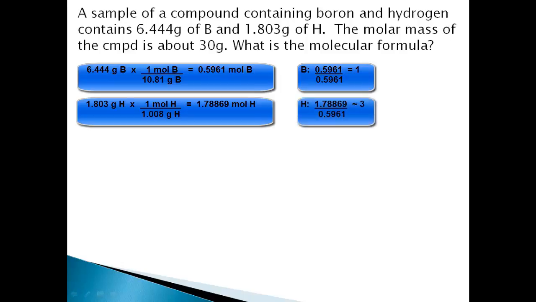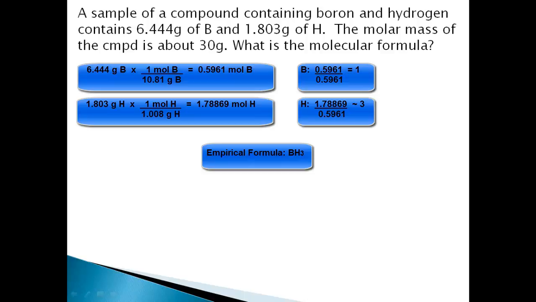And then I'm going to do 1.78869 divided by 0.5961. That gives me more or less 3. So my empirical formula is BH3. Now we're at the step to find the molecular formula.